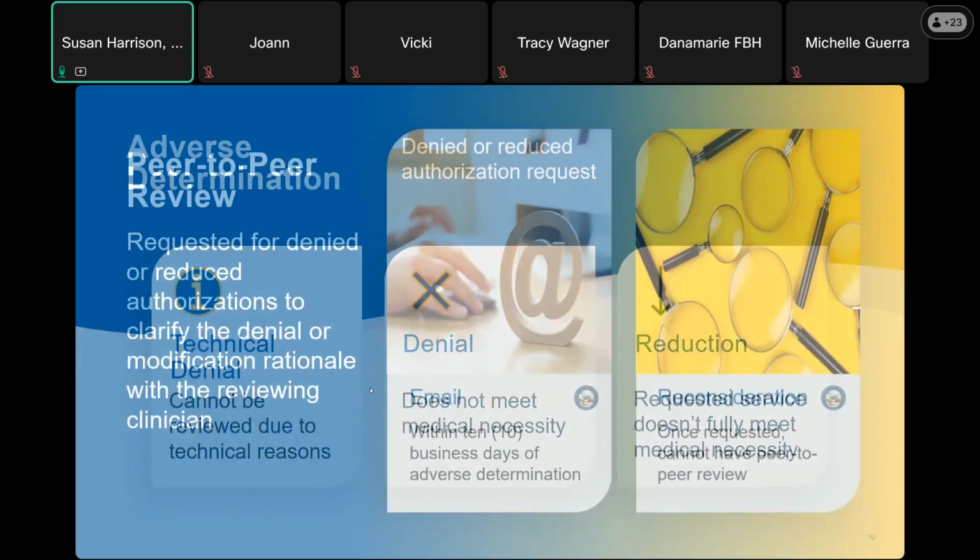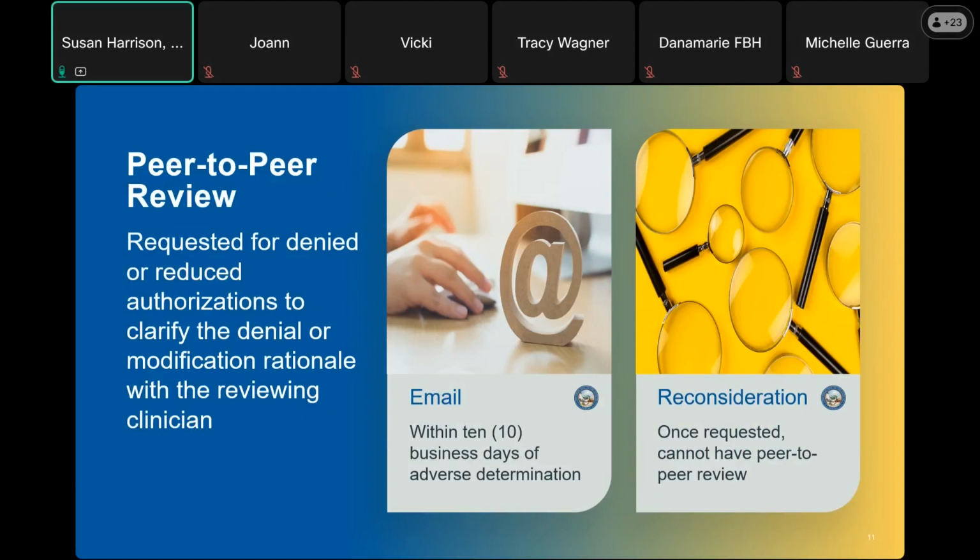What do we do with those adverse determinations? Well, you have two opportunities. You can either request a peer-to-peer review. That's when your requested service has been denied or reduced for medical necessity. And so the peer-to-peer is to get on the phone with a clinician or a physician reviewer to determine why that denial or reduced service was applied and how they came to that determination. So it's for clarity purposes only. It does not qualify as the reconsideration request process. So it's just for clarity on why it was reduced or denied. You can do those within 10 business days of the actual adverse determination notice.